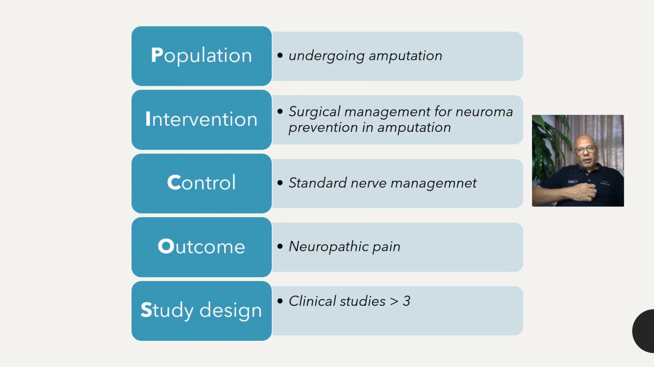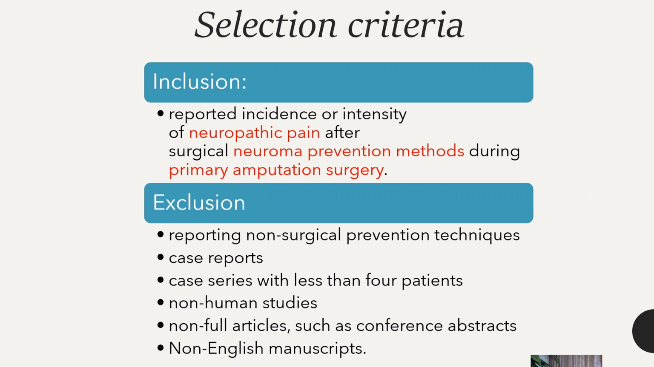This is the PICOS framework that we used. The population were patients undergoing amputation. The intervention was any specific surgical method used to prevent neuroma or pain post-operatively, and the control was the standard management of nerves during amputation. The outcome measure was neuropathic pain post-operatively, and the study design was clinical studies with more than 3 patients. The selection criteria mainly included measurements of neuropathic pain post-operatively. There needed to be a mention of the prevention method during surgery for neuroma prevention, and the surgery had to be primary amputation surgery.